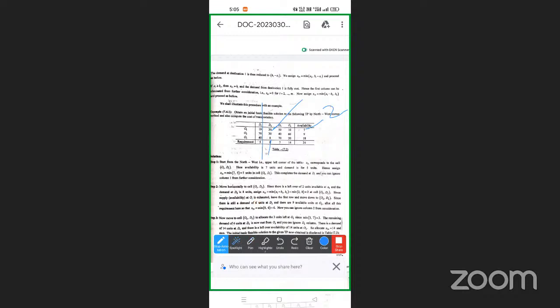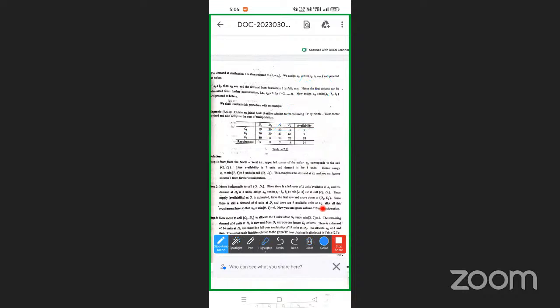O1, D2 allocation is the minimum of 2 comma 8. Here the minimum is 2. So we can allocate 30 by 2, and for further consideration we can cross out the entire row because the row requirement is 0. Since the demand of 6 units at D2 and there are 9 availability units at O2.